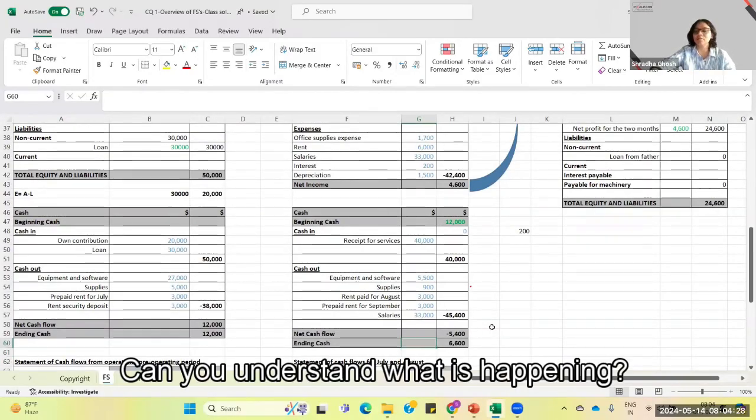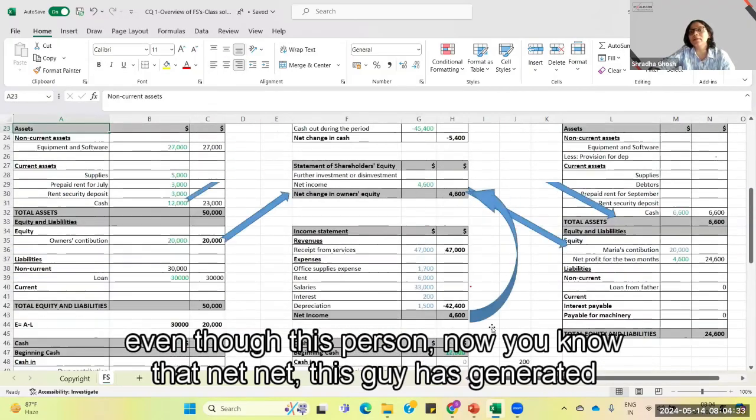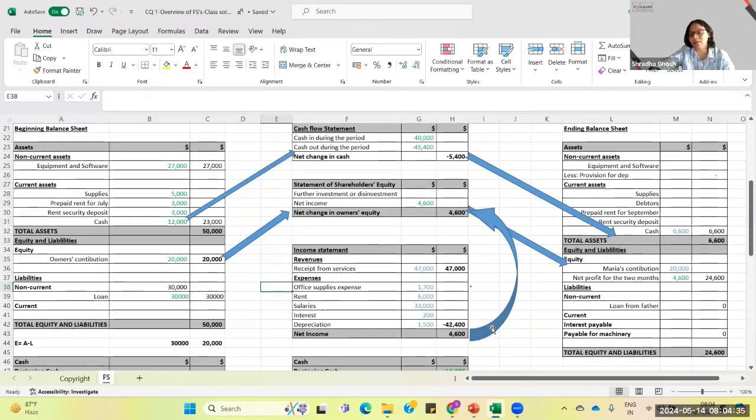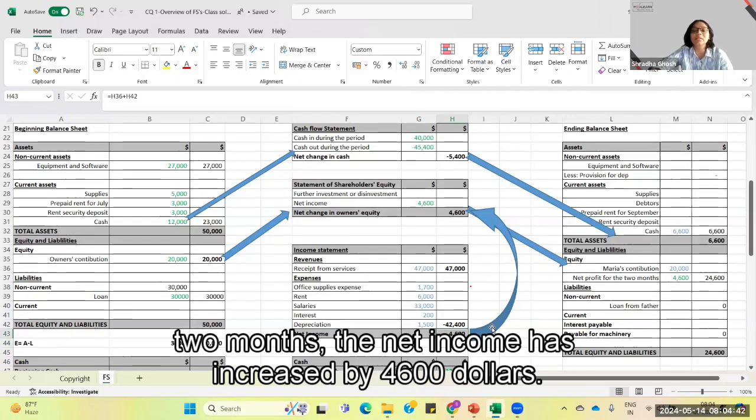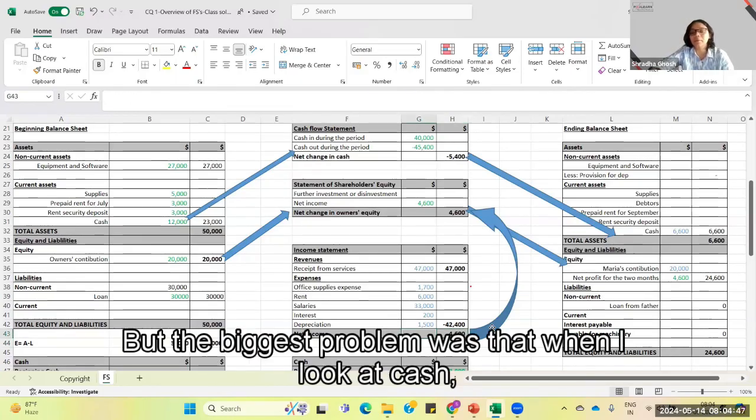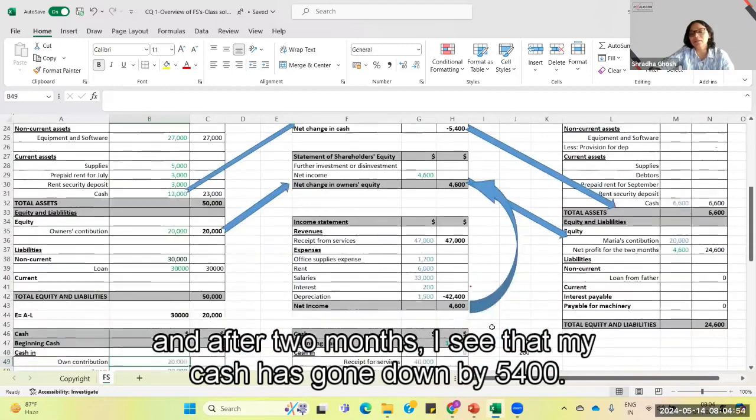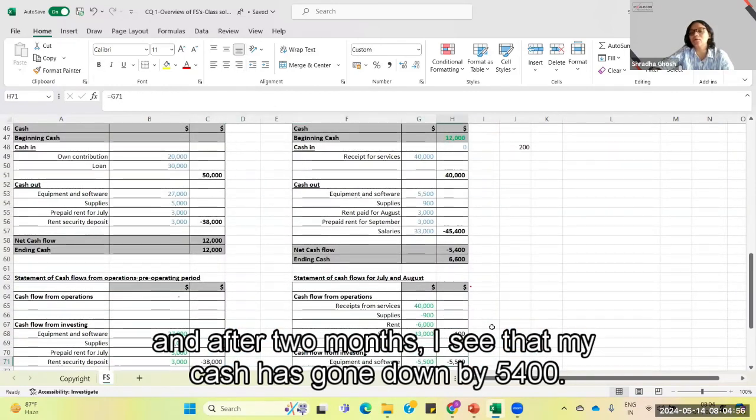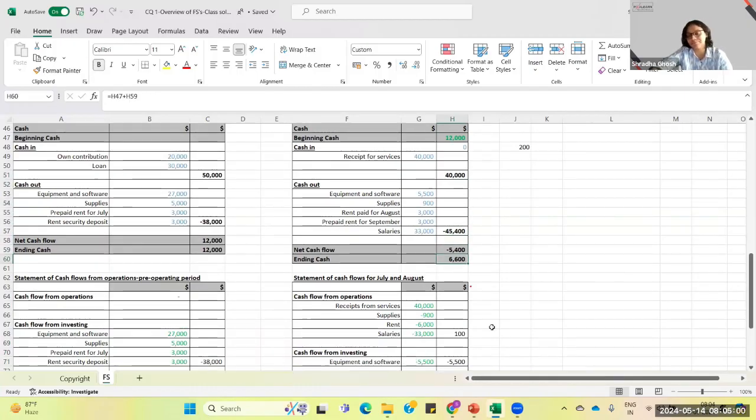Can you understand what is happening, guys? Even though now you know that this guy has generated income, and because this girl or this guy operated the business for 2 months, the net income has increased by $4,600. But the biggest problem was that when I look at cash, I started with opening cash of 12. And after 2 months, I see that my cash has gone down by 5,400. I'm left with only 6,600 in cash.